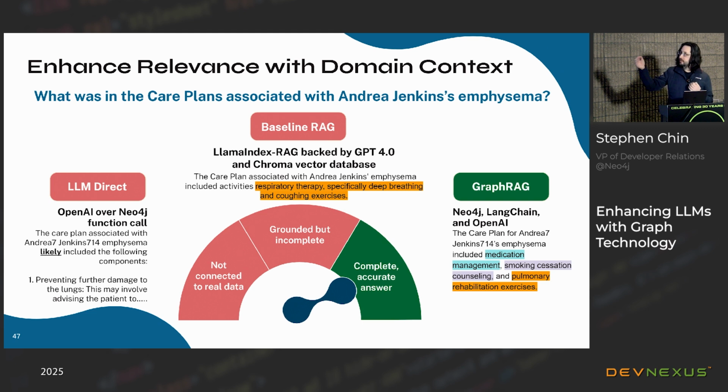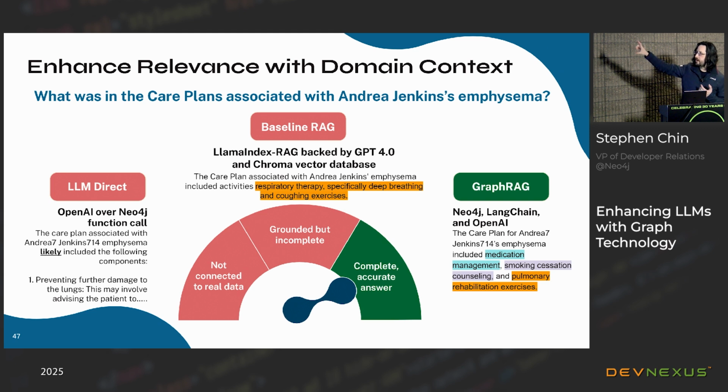If you gave it a RAG vector embedding of health information, then you get a better response, right? So in this case, the care plan associated with the disease might involve activities including respiratory therapy, specifically deep breathing and coughing exercises. So that's a better response. And this is typical of what I think folks who are doing RAG applications would get. You still get the same sort of verbose responses, but with a little bit better context.